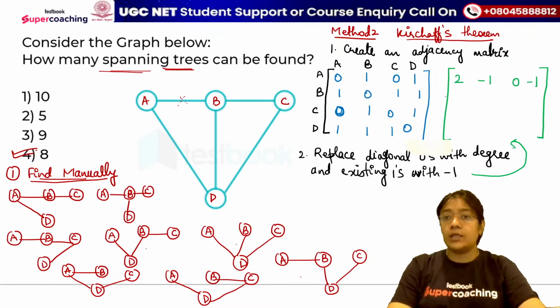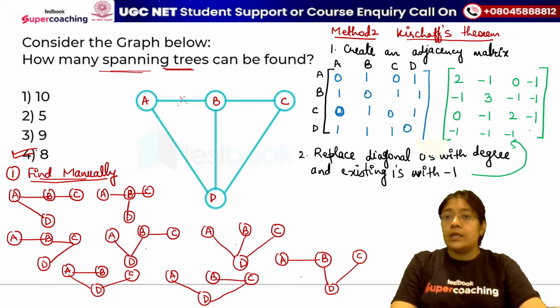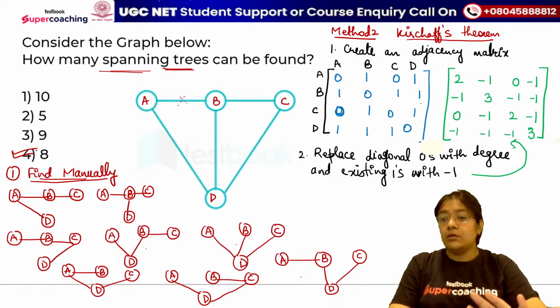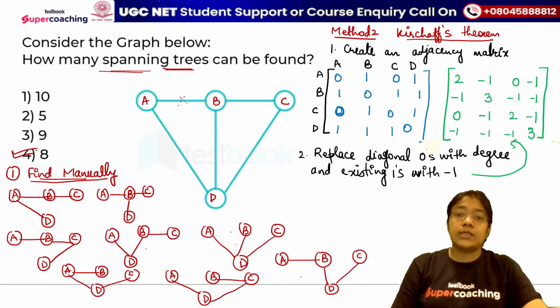Similarly for the next one, this will be -1. B is connected with 3 vertices, so it will be replaced with 3, -1 and -1. Take the next one, C. This is 0, -1. C is adjacent with 2 other nodes, so 2 and existing one to -1. -1, -1, -1, and here we get 3. Now you can find out the cofactor of any element from the resultant matrix.